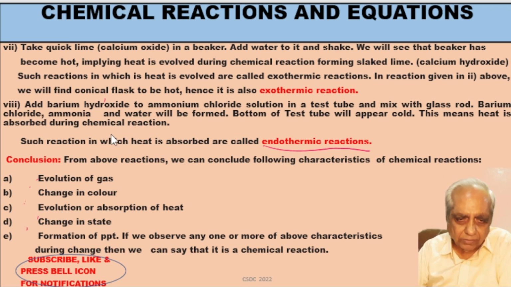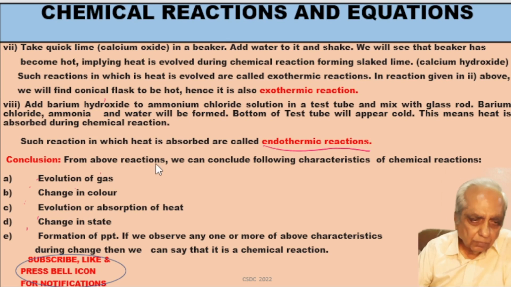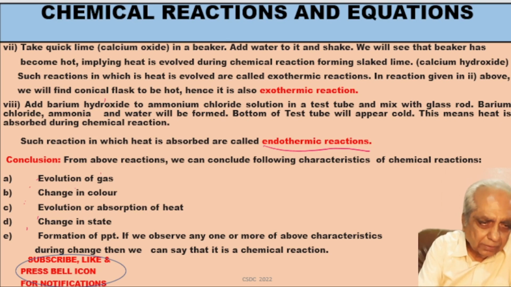So from the above reactions, what we can conclude is that the evolution of gas, or the change in color, or the evolution or absorption of heat, or a precipitate getting formed. If we observe any of these changes, it means some chemical reaction has taken place. One or more can also take place. Is it all right? So this completes this topic.